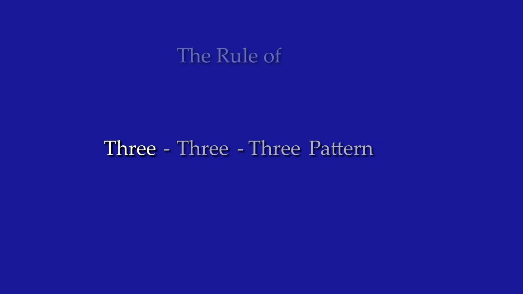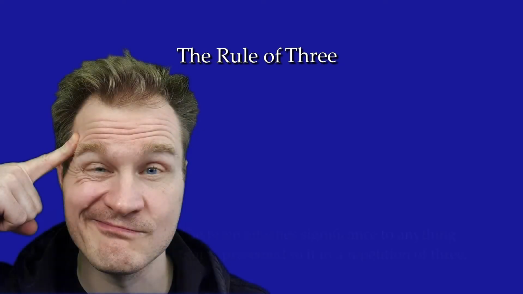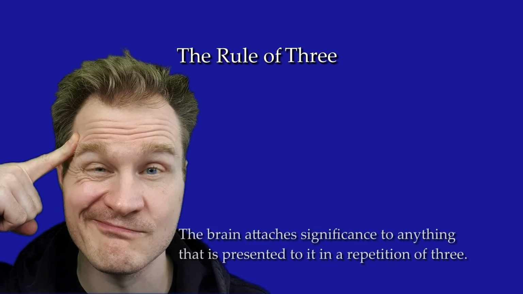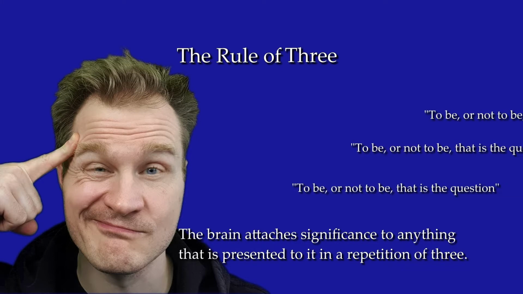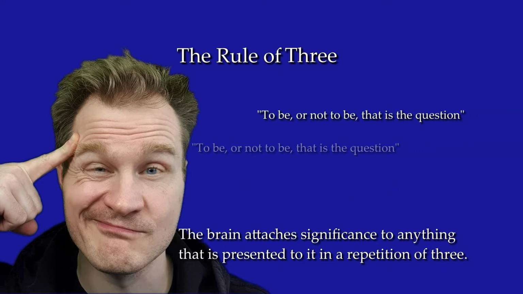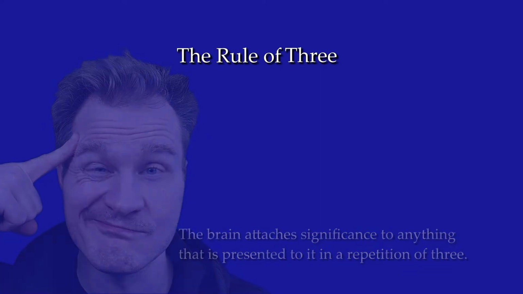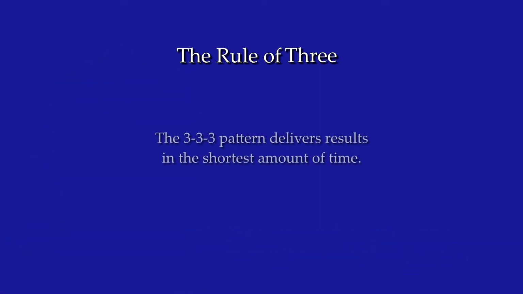The rule of three is an artistic, psychological, and scientific principle that asserts that our brain actively attaches significance to anything that is presented to it in a repetition of three. A repetition of three is the smallest number required to create a pattern. This compactness allows the 3-3-3 pattern to make the quickest and most efficient use of your time.